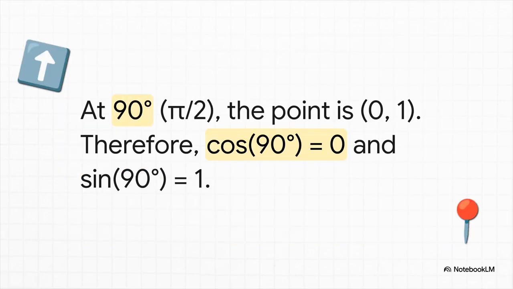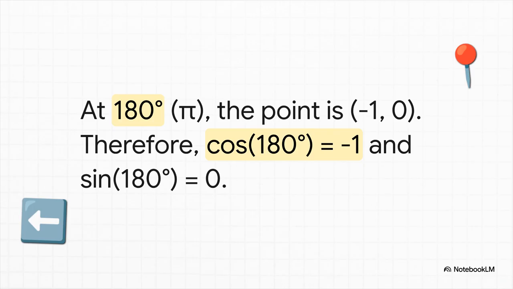Let's try it out. Let's rotate 90 degrees anti-clockwise. Where do we end up on our unit circle? We're right at the very top, at the coordinate point 0, 1. So the x value, which is cosine of 90, is 0. The y value, which is sine of 90, is 1. It works. It actually works.